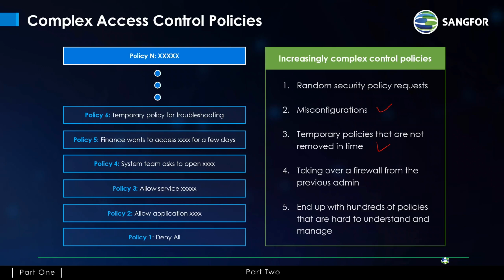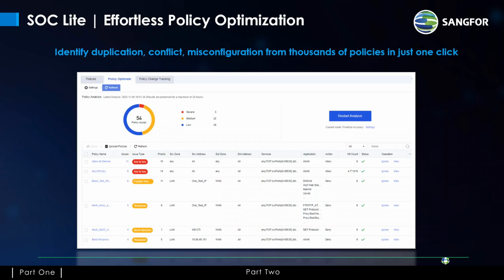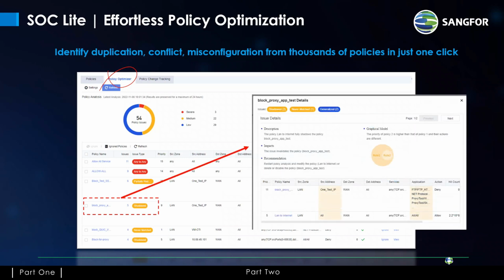So that's the reason we are offering our customers a new tool which we call the Policy Optimizer. The Policy Optimizer can help our customers analyze thousands of access control policies in a few seconds. As a result, this analysis will give a report to our customer to see what the issue is behind all these policies.